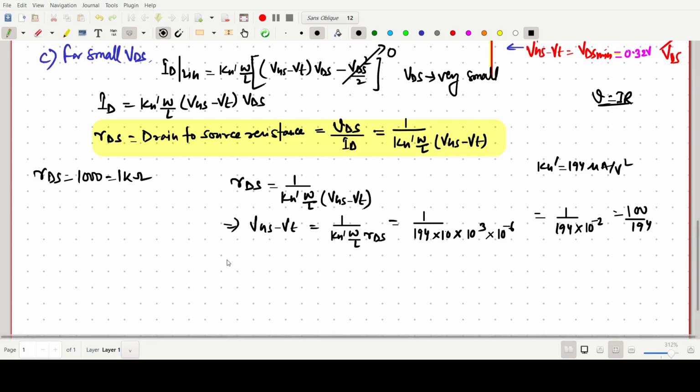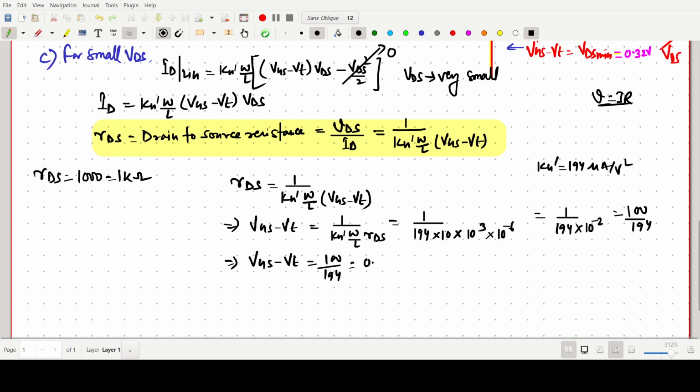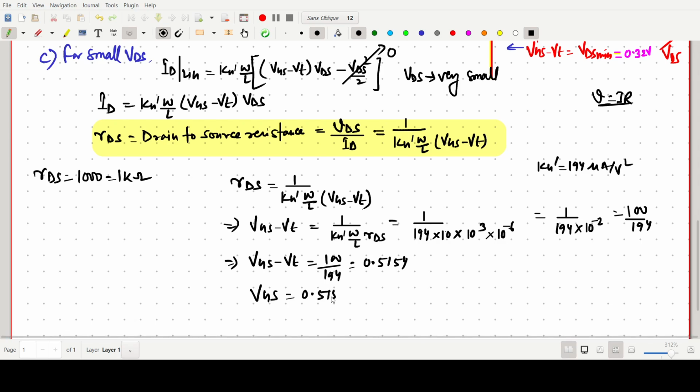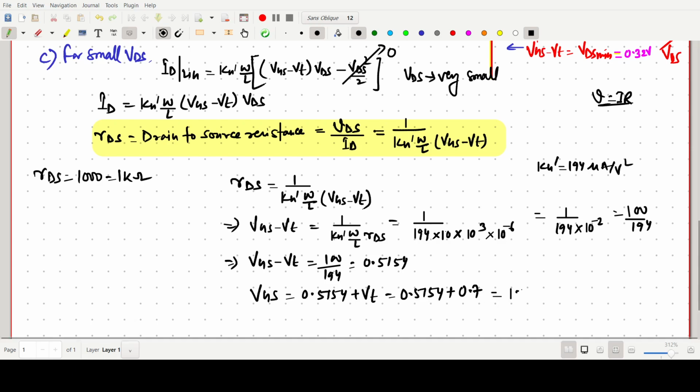Okay, simple calculation. So VGS minus VT will be 100 by 194. If we divide 100 by 194, it will nearly come 0.5154. So this VGS value will be 0.5154 plus VT, and VT for this question is given as 0.7 threshold voltage. If we add these two terms, it nearly comes to 1.2154, so nearly we can say 1.22 volt.